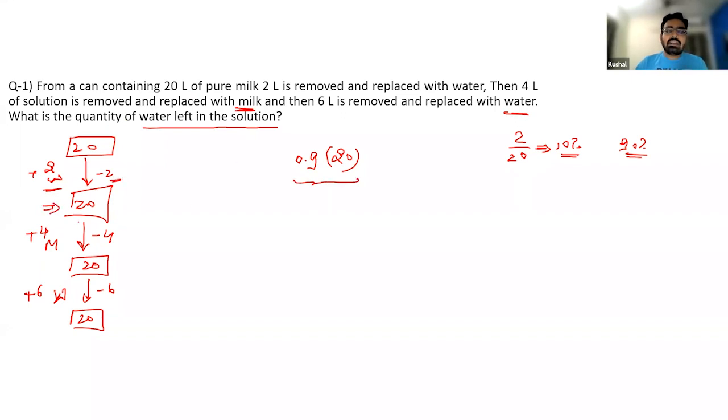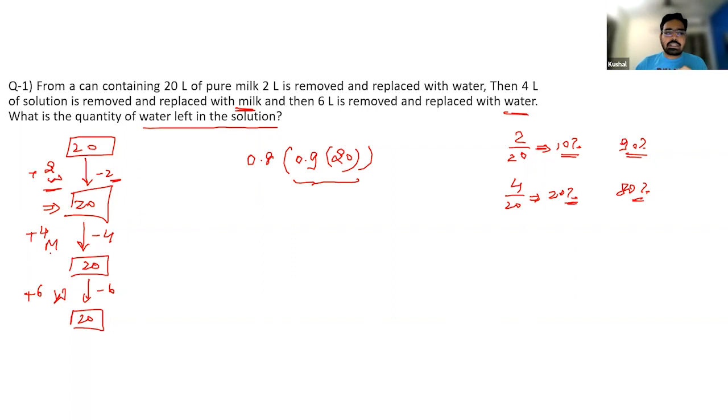Now at this level, you have got 20 liters of solution. Now you are removing 4 liters out of 20. So if I'm removing 4 out of 20, that means I'm removing 20% of the solution. So I will be left with what? I'll be left with 80% solution. So I'll take 0.8 of this, right?